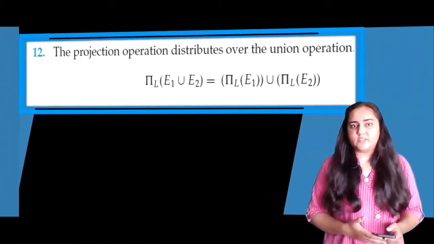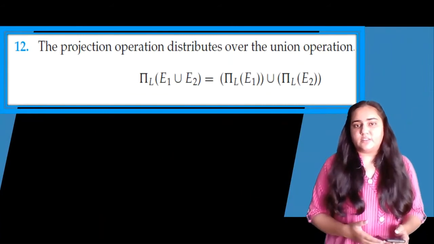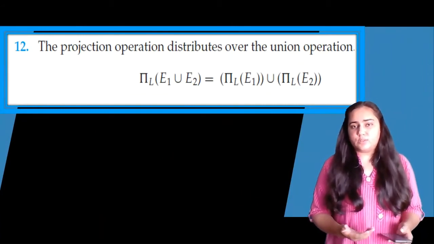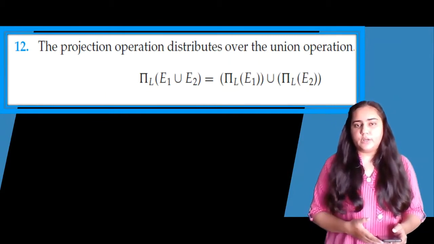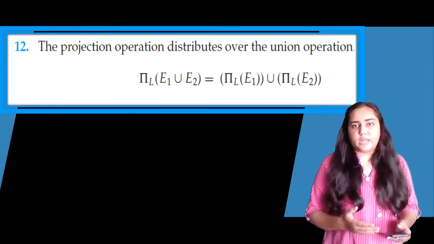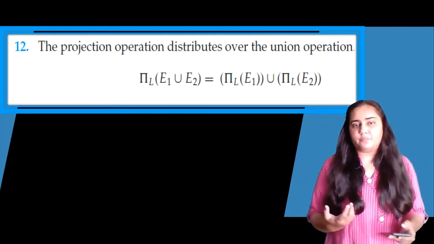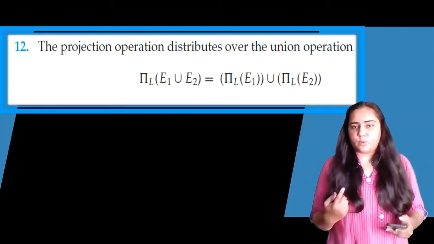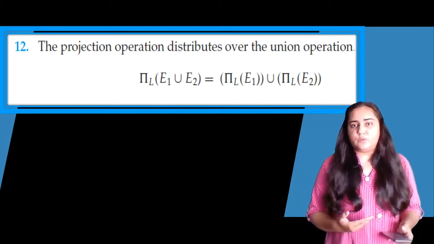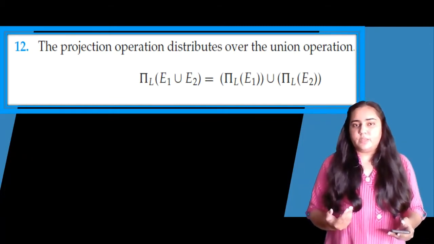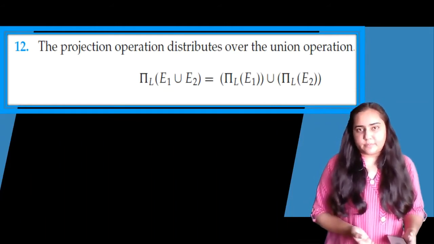Now let's see the next one. Next one is number 12. This says that the projection operation can also distribute over the union operation. So you can see here there is pi L, which is the attribute I want to take, a list of attributes, not one attribute but a list of columns. And I've done E1 union E2. And from there, I'm getting some list of columns afterwards, which I want to display.